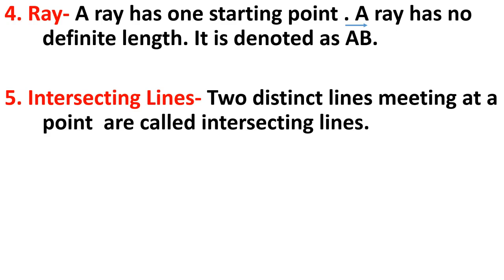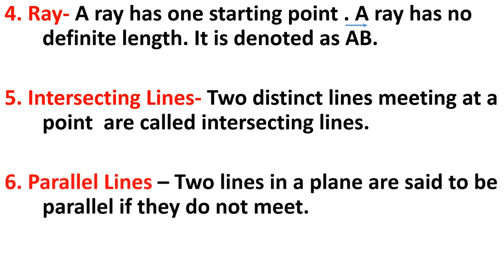Now, parallel lines. When 2 lines in a plane never meet, then these lines are called parallel lines. It is the opposite of intersecting lines. Intersecting lines are those lines which meet at least at one point, and parallel lines are those lines which never meet with each other.